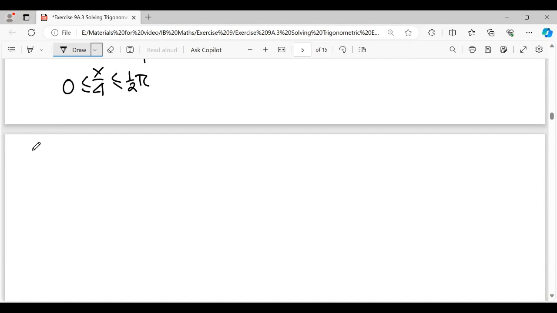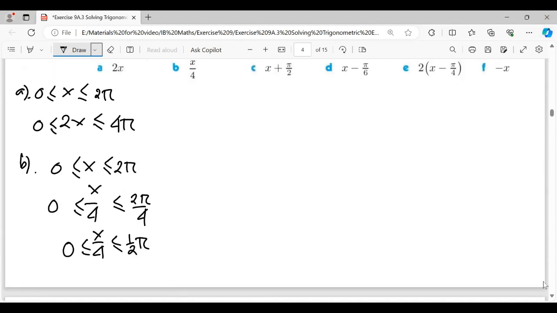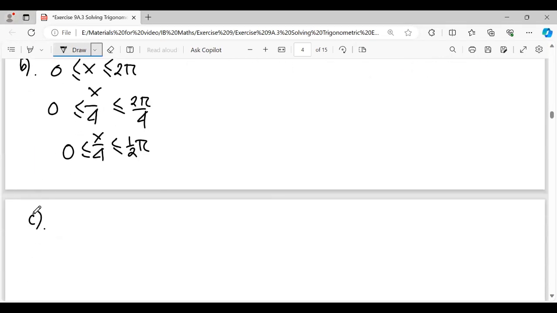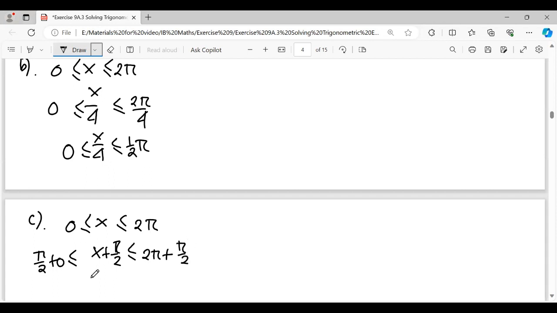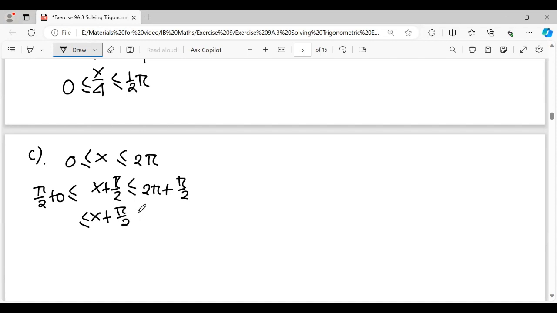C, x plus pi over 2. Okay. If x plus pi over 2, it means pi over 2 plus 0, and pi plus pi over 2. It becomes 3 half pi. This is pi half.